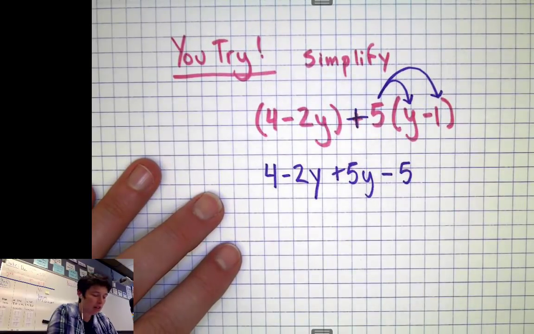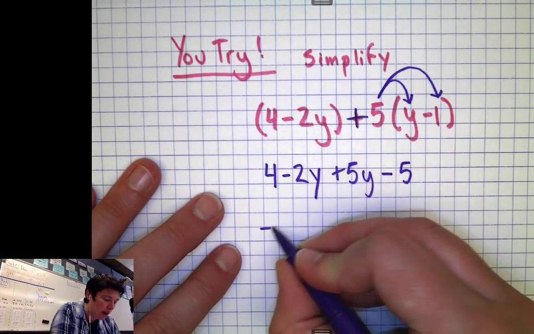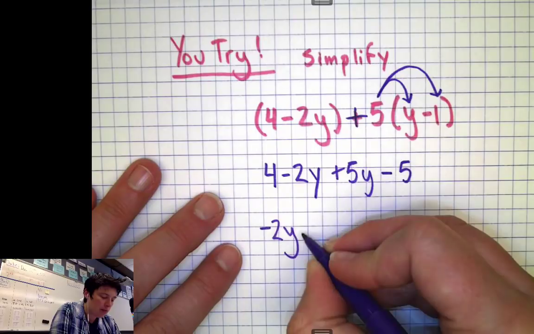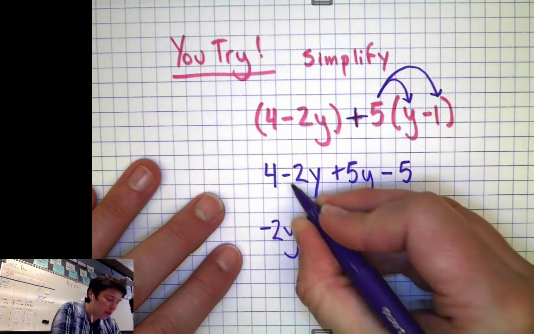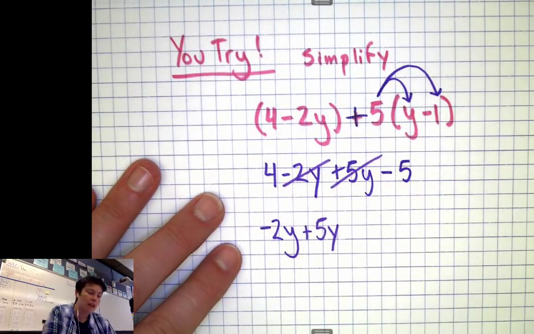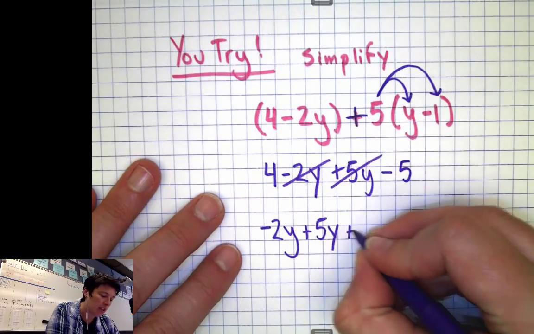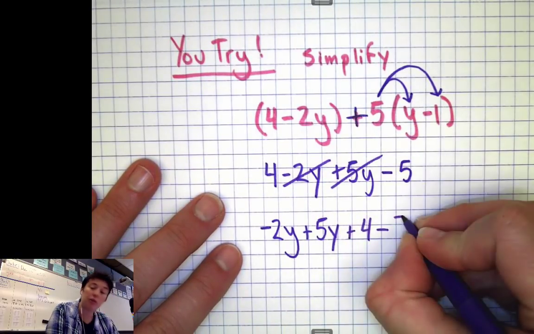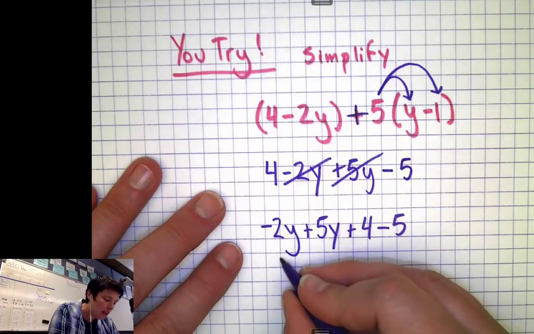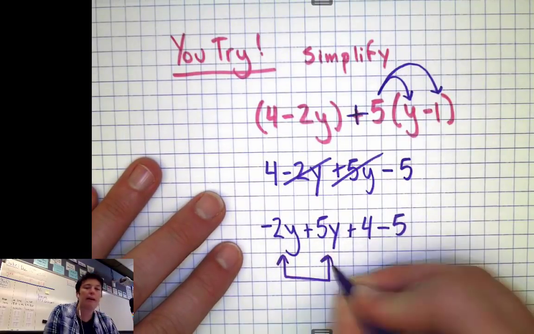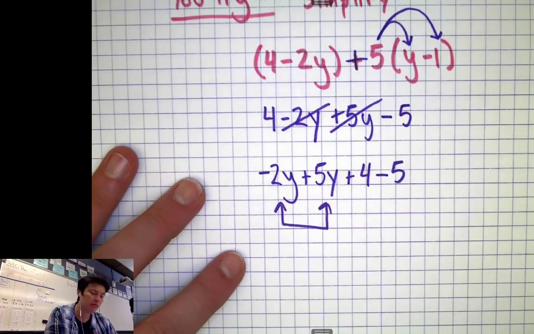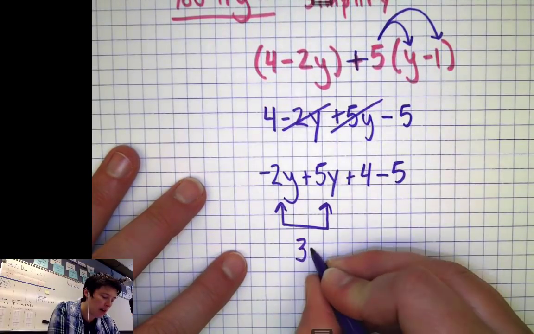And then we combine our like terms. So the negative 2y is going to combine with the plus 5y. Those are going to go together. I'll cross them out. The 4, which is a positive 4, and the minus 5 are going to go together. So negative 2y plus 5y, different signs subtract, 5 take away 2 is 3y's.